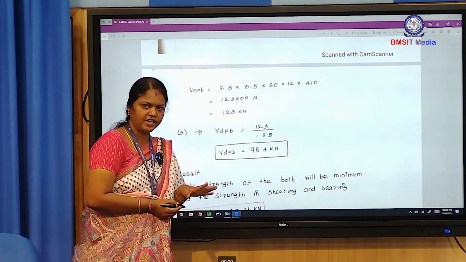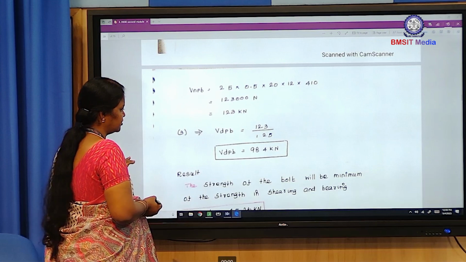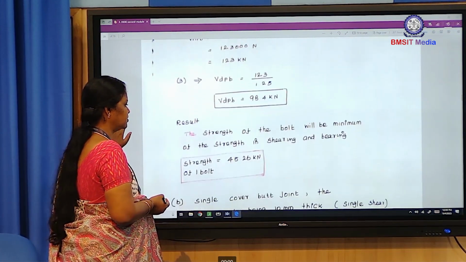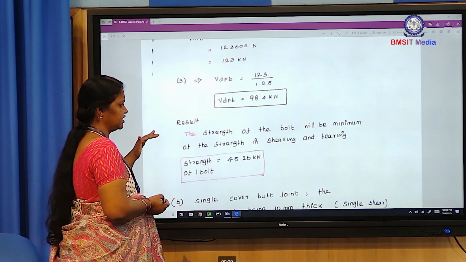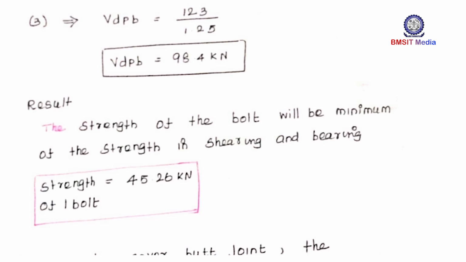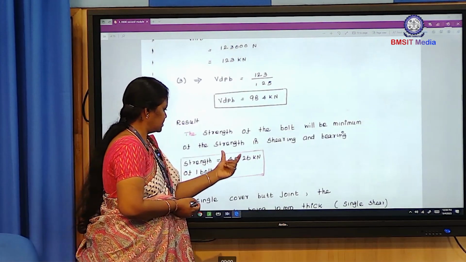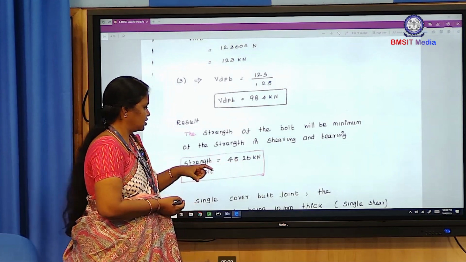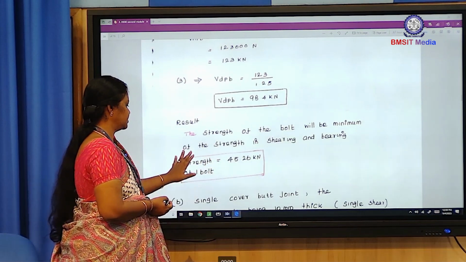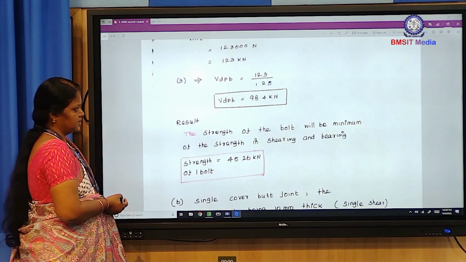Now our aim is to find out the strength of the bolt. For the strength of the bolt we have to select the minimum value between this one and that one. So the strength of the bolt will be the minimum of the strength in shearing and bearing. So strength of one bolt equal to 45.26 kilonewton, because with more than this load the bolt will fail. So we have to take the minimum one. Strength of one bolt equal to 45.26 kilonewton. So this is the first case.